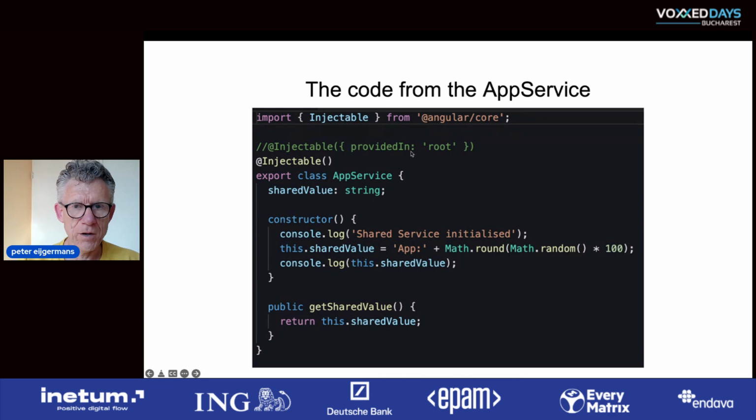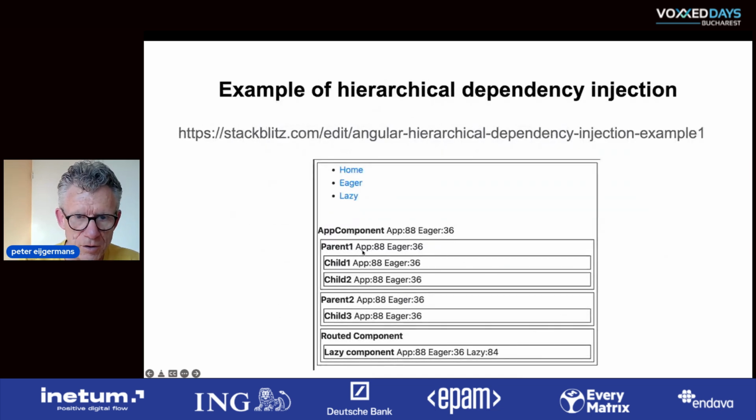This is how an app service and also the Eager service and the LazyService look like. It's nothing more than a simple service. There's a constructor, and it generates here a number, and with the getSharedValue, we can grab the generated random number. And this is what we're going to show you here. These are these numbers. So you can recognize where my service is injected.